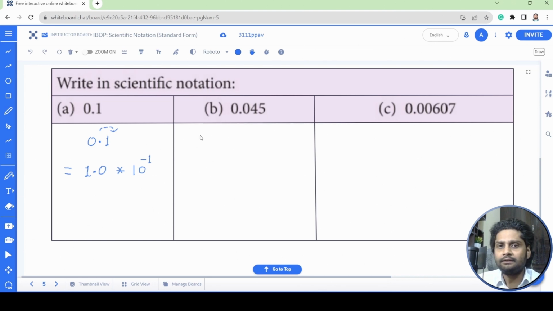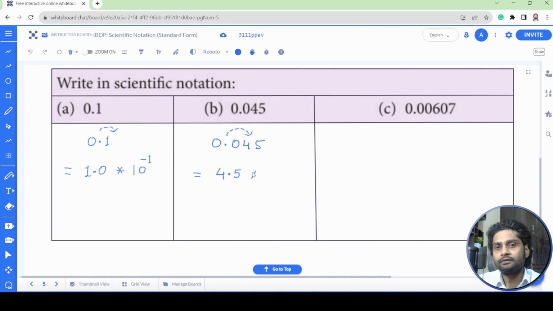Let's take the second example. It will be clear from there. We've got 0.045. So in order to make this number between 1 and 10, we have to shift the decimal towards the right side by 2 digits, like 1 and 2. So now we get 4.5. Leading zeros we don't have to write, okay? It's 4.5.